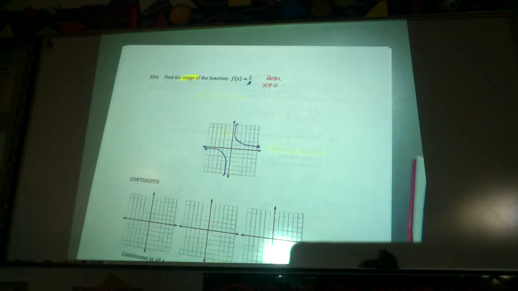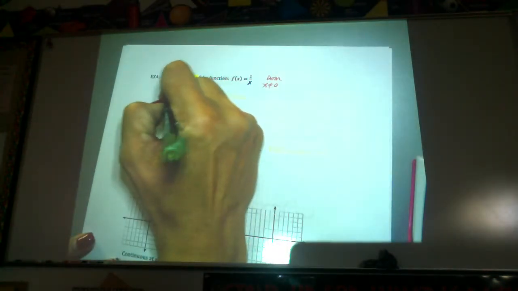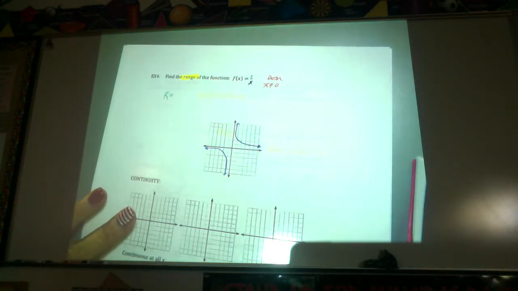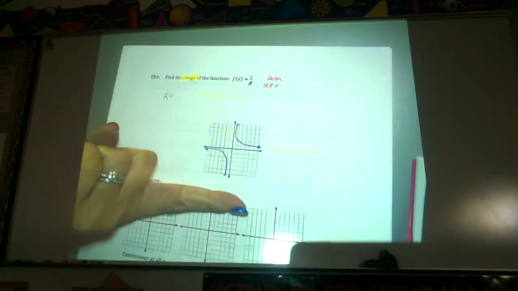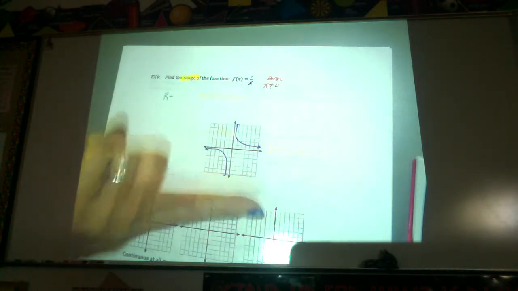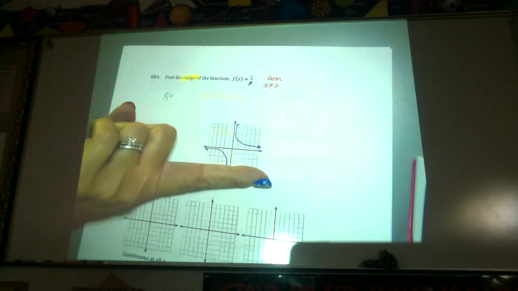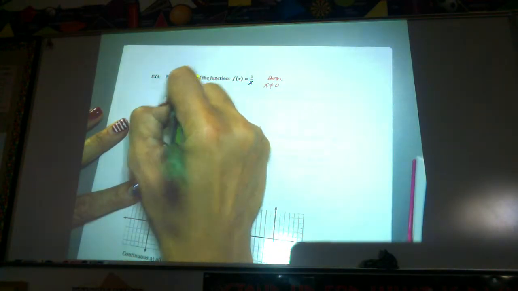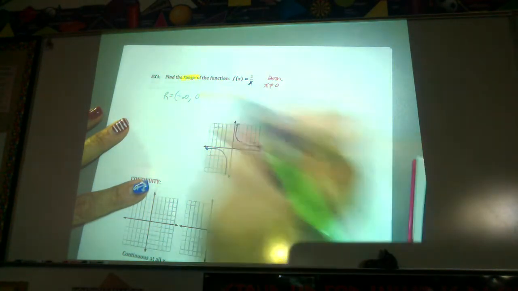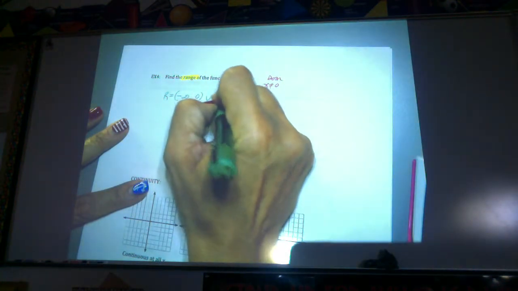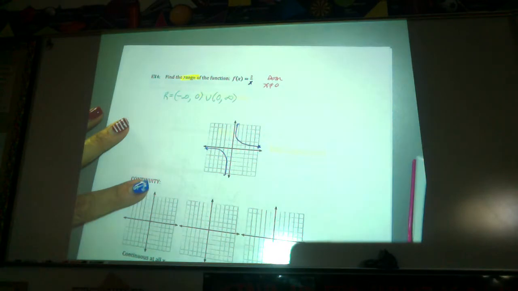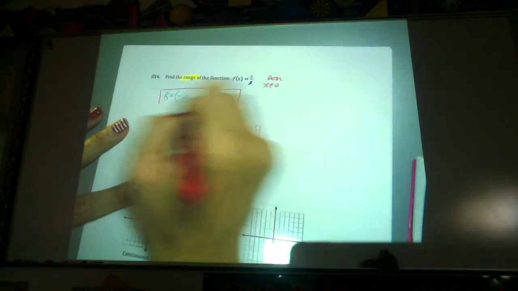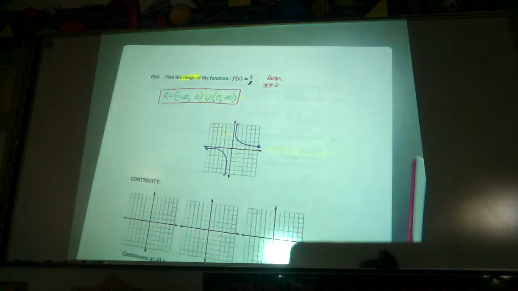All right, so our range. Where's our range restricted? 0. So as I go from the bottom up to the top, what's my bottommost number here? Negative infinity, and then I skip over 0 and go to positive infinity. So my range goes from negative infinity to 0. Does it include 0? No, because we're skipping over it. Union 0 to positive infinity. Wouldn't this also be my domain? Just as an aside.